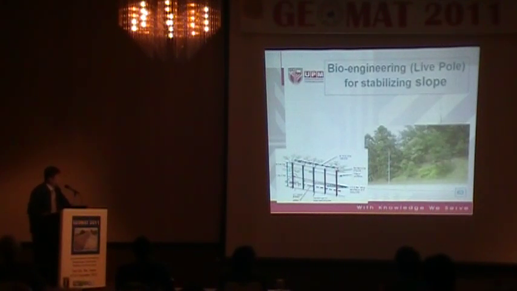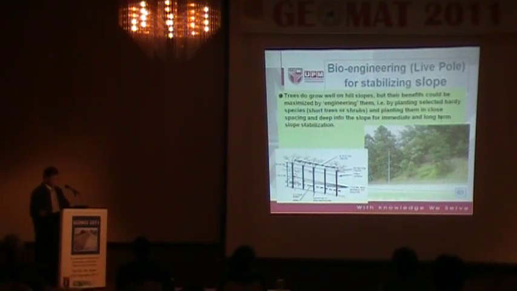Okay, what is bioengineering for stabilizing slopes? Of course, we all know that trees do grow very well on slope, but the normal trees tend to be tall, so although they have a good effect with the roots behind the slope, because of being tall, they also have a destabilizing effect on the slope. So the idea is, if we can find some species of trees that we can plant in a very close spacing, and not only that, but also deep into the slope, this will be useful in terms of immediate as well as long-term slope stabilization.